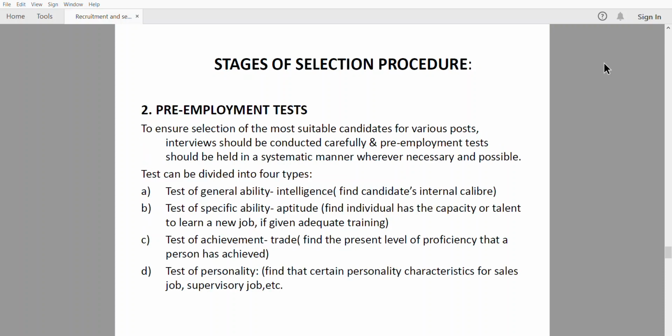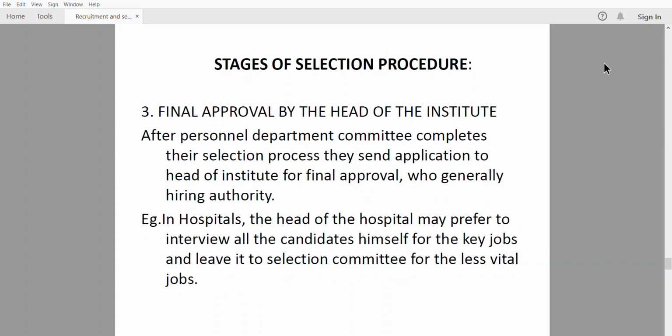Pre-employment tests. To ensure selection of the most suitable candidates for various posts, interviews should be conducted carefully. Pre-employment tests should be held in a systematic manner wherever necessary and possible. Tests can be divided into 4 types: tests for general eligibility, tests for specific eligibility, tests of achievement, and personality tests. The final approval by the head of the institute.